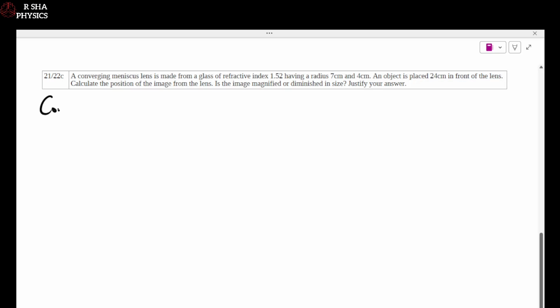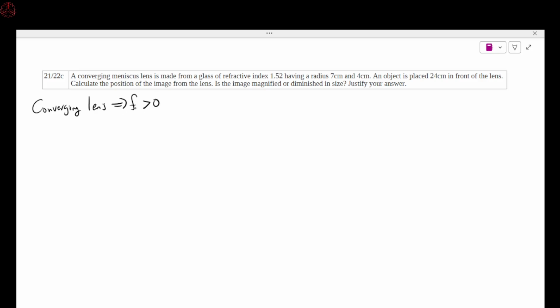If you have a converging lens, that's a bit too big. Let me change that. If I have a converging lens, I know my f is going to be positive, right? Because it converges. That means the real ray line is going to converge behind the lens, right?